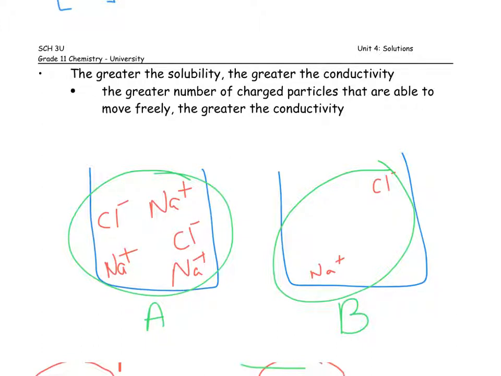So in essence, the greater the number of charged particles that are able to move freely, the greater the conductivity. So in other words, the higher the solubility, the more ions I'm able to put in solution as moving charged particles, the better that solution I've created is going to be at conducting charge.